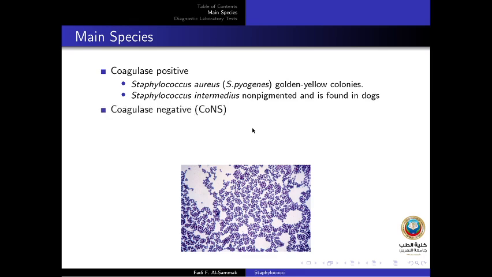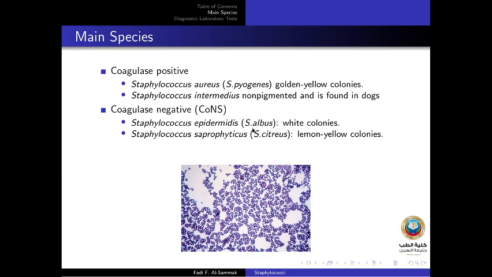However, it is only considered when there is a dog bite in humans. Among the coagulase negative, we have Staphylococcus epidermidis, which gives white colonies, and we have Staphylococcus saprophyticus. They give lemon yellow colonies, and we have Staphylococcus hemolyticus and Staphylococcus lugdunensis. So these are the clinically relevant Staphylococci species.